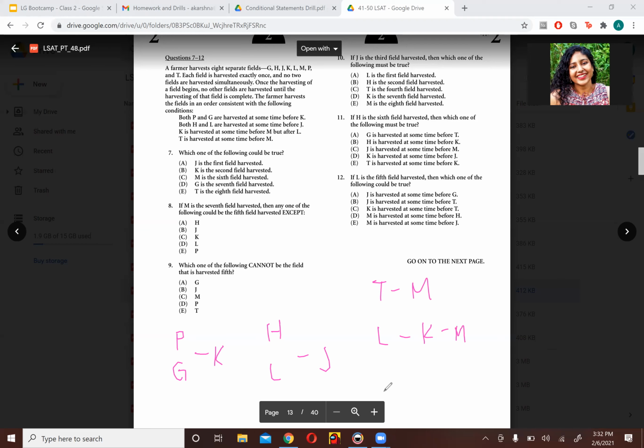We know that P, G, and L come before K, which comes before M. We know that T, this is like the most I would chain up, honestly. We have H and L come before J, and L comes before K, but we don't know where in reference to J, K comes. So this is the most I would chain up.